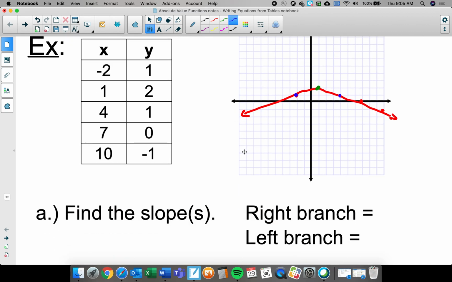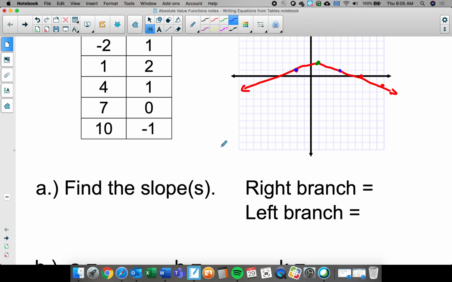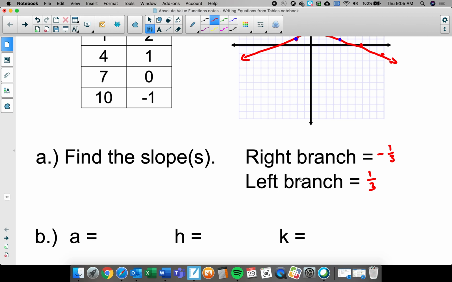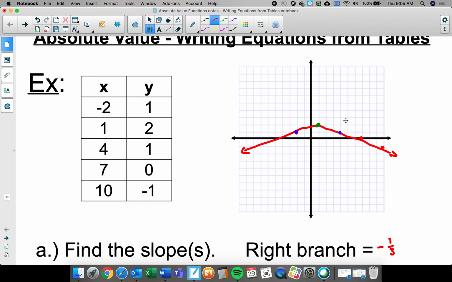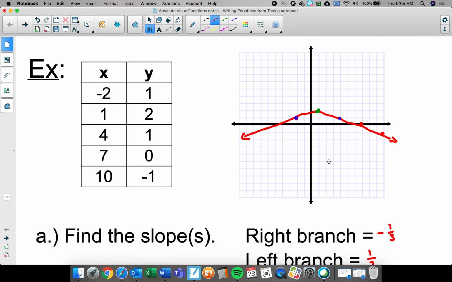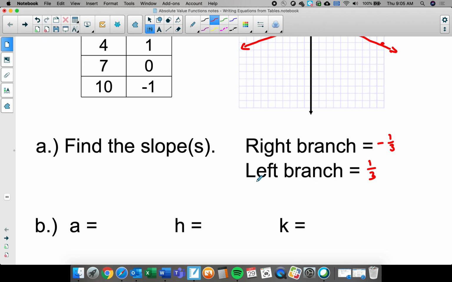So now if we're talking about the slope, we already talked about that. I went down 1 and over 3. That means the right branch has a negative 1/3 as a slope, okay? And therefore the left branch has a positive 1/3, that it is increasing, okay? So there's our slopes. That means since this is opening down, we know that A is going to be negative, and we use the 1/3, so the right branch. So A is a negative 1/3. That's the slope of that absolute value.